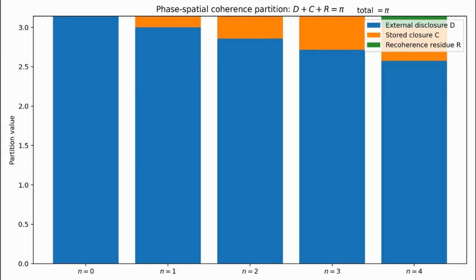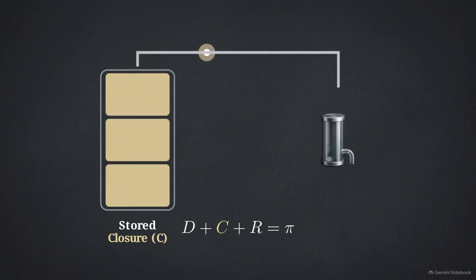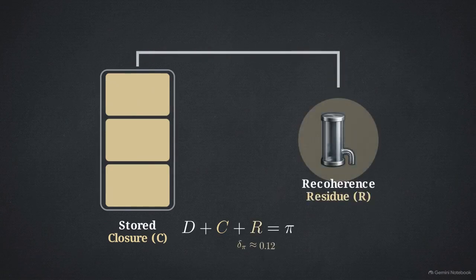The anomaly arrives at the exhaustion coordinate, n equals 4. Here, the internal closure capacity bound is breached. The final compression quantum does not vanish. Denied an independent closure grade, it overflows into a new channel, defined as the recoherence residue, R.